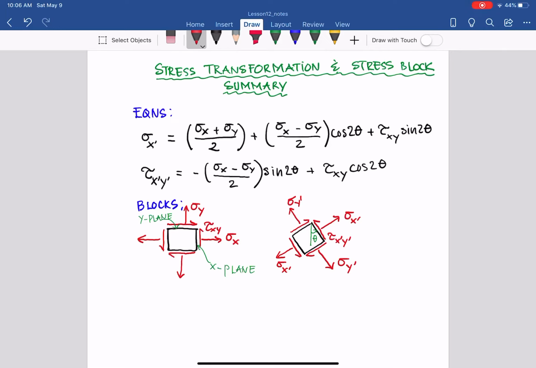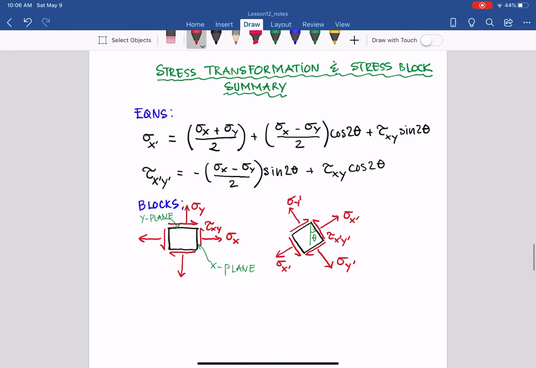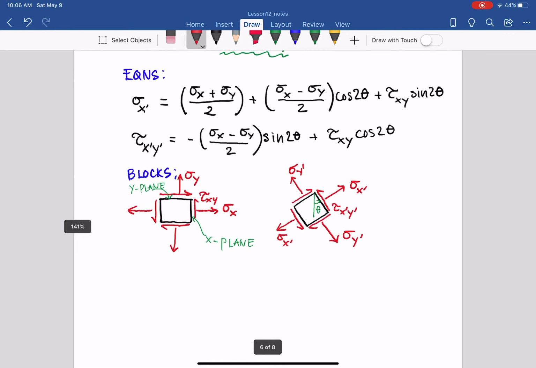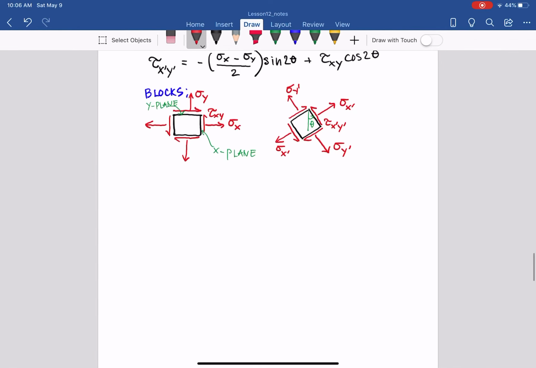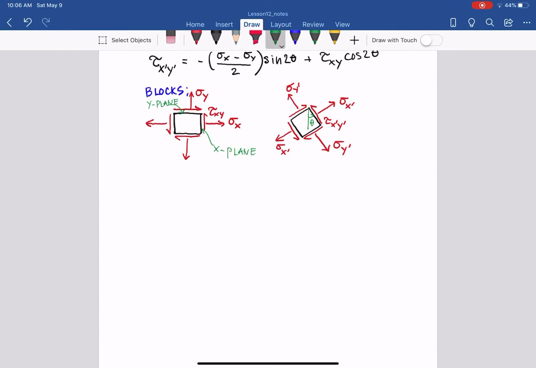Now we also talk about the principal stress. So let's talk about that summary too, in terms of the principal stress. Principal stresses equation.